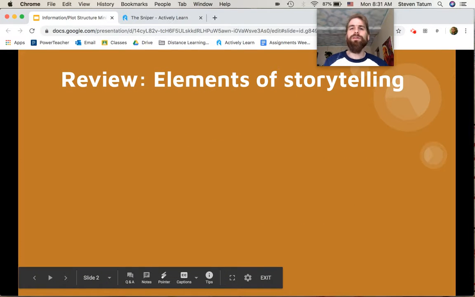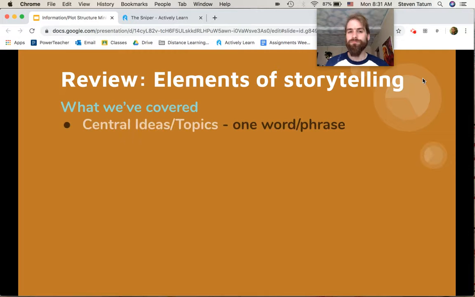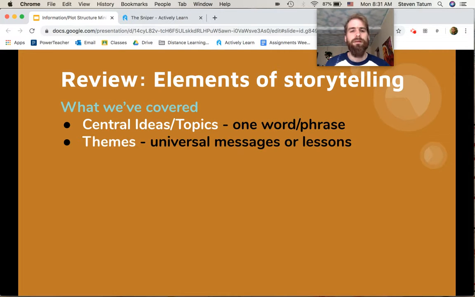So let's review really quick where we've come and what we've covered so far during this distance learning unit that we are working in. We talked about topics and central ideas, those one-word phrases that tell you what the story is about. Not a summary, but the big ideas that are going on in the story. We also talked about themes, the messages and lessons that we can interpret from the stories.